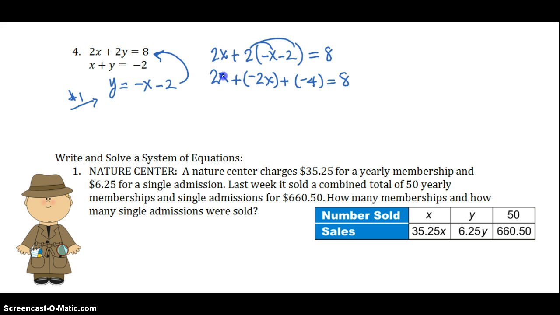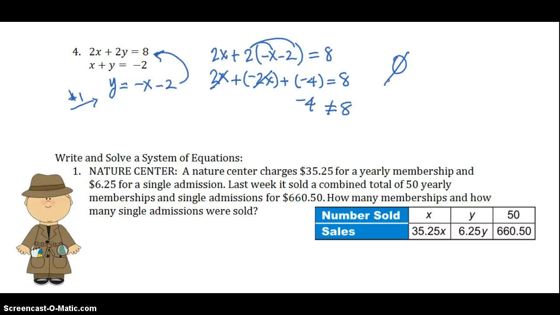And those are going to cancel. Positive 2x, -2x makes 0. Wait a minute, -4 does not equal 8. What is going on here? That means that this is a no solution problem. What does it mean if it's no solution? It means that the two lines do not intersect. Therefore, they must be parallel.